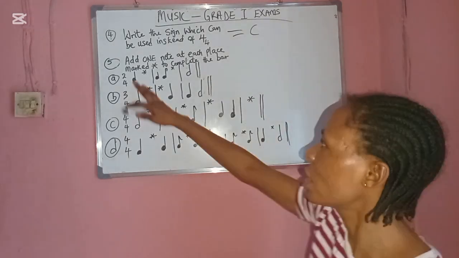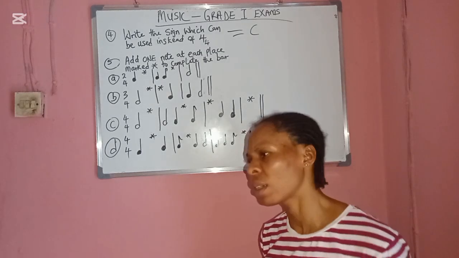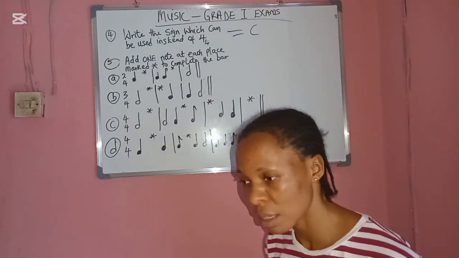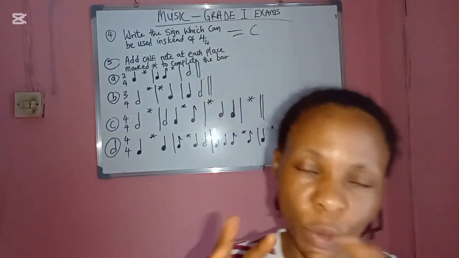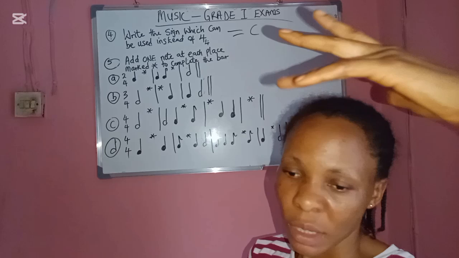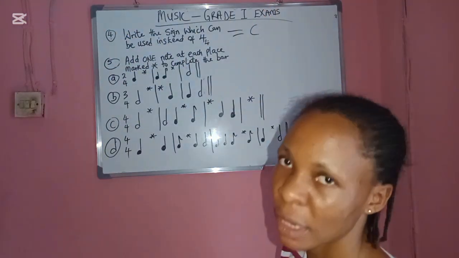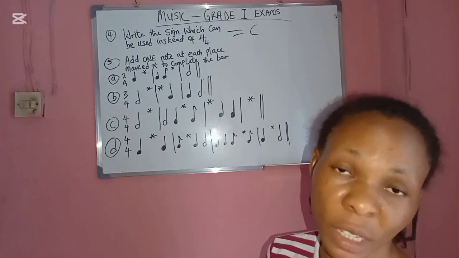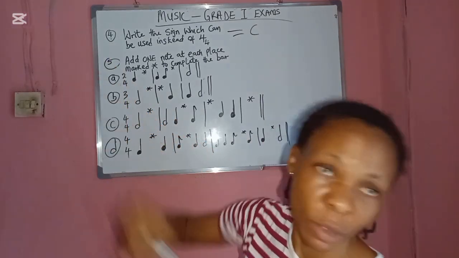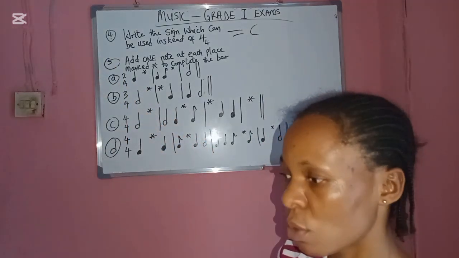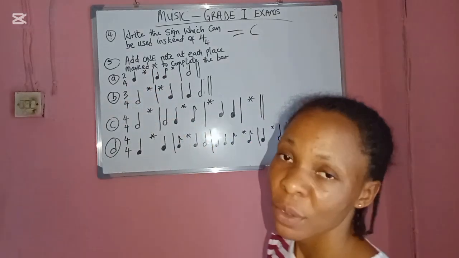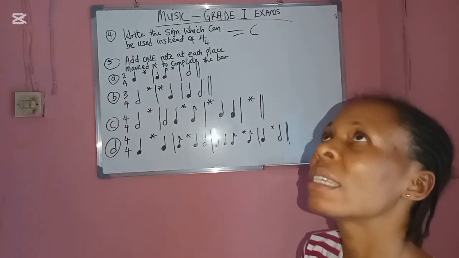Alright, so the first one is 2 4. First of all, you need to understand the meaning of 2 4. So what's the meaning of 2 4? 2 4 means 2 crotchets in a bar. The upper means number of notes per bar, and the lower means what type of note takes 1 beat. So in this case, crotchet takes 1 beat, which means 2 crotchets in a bar. So we already have 1 here. So what is remaining to make it 2?